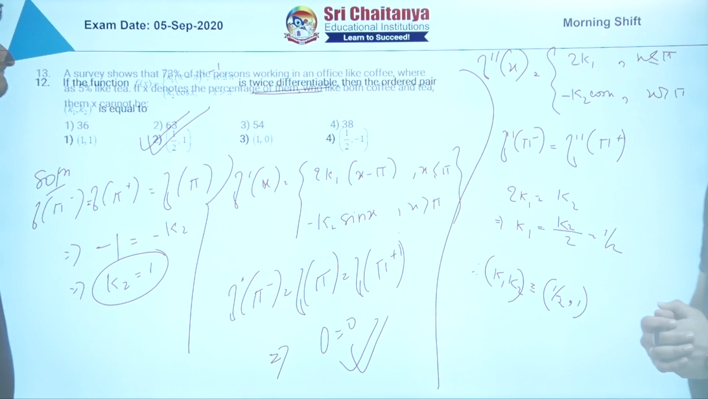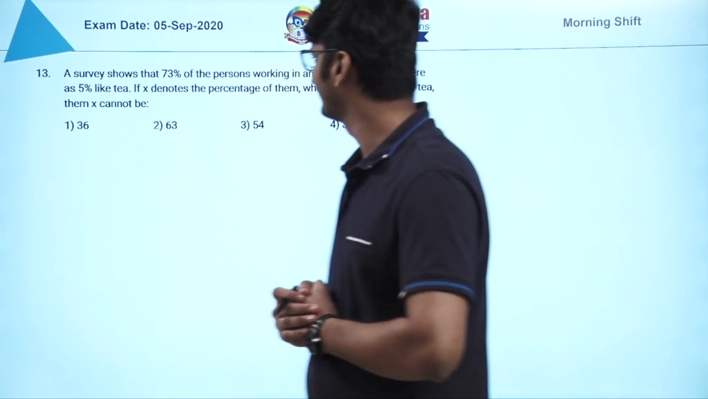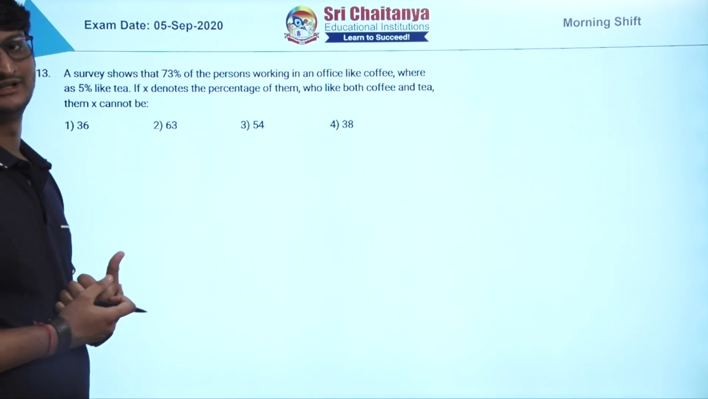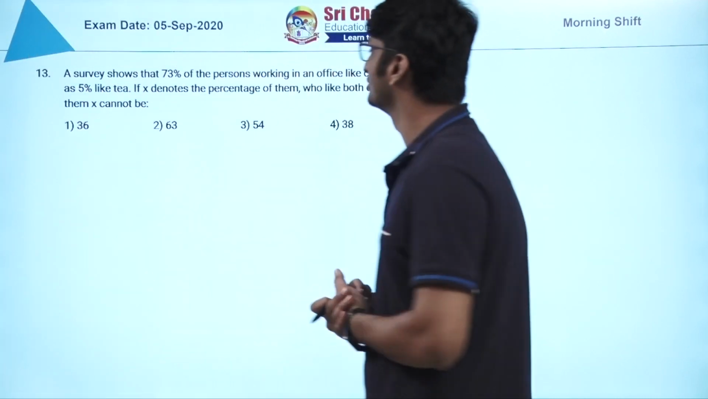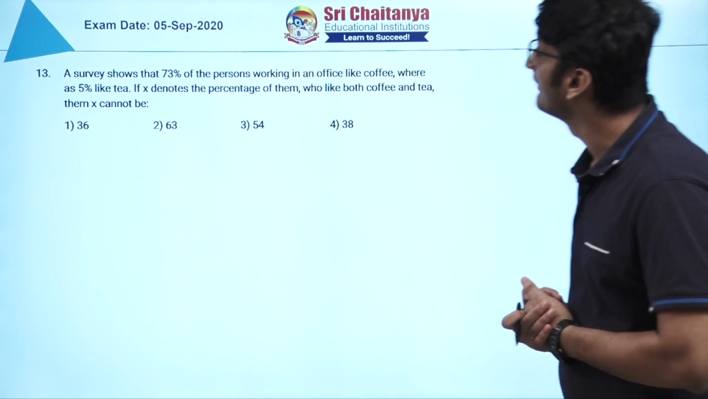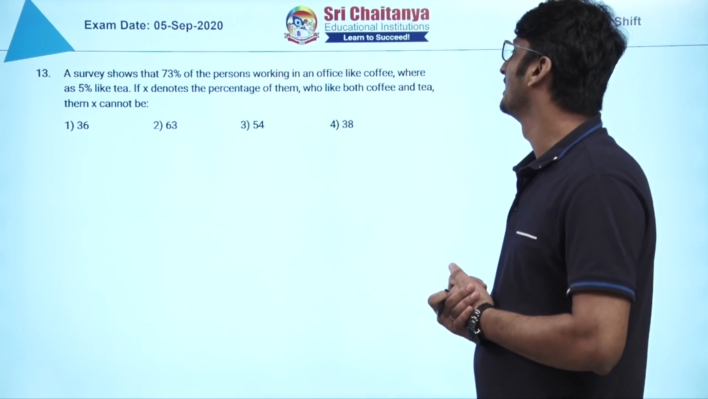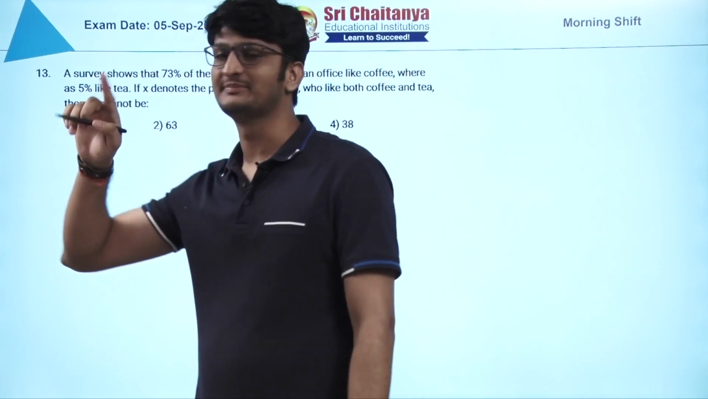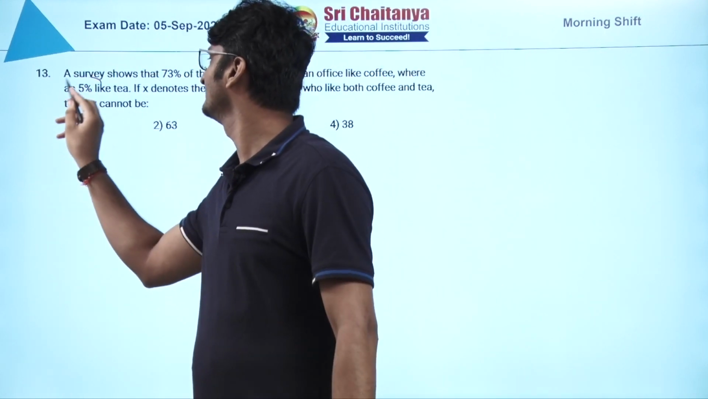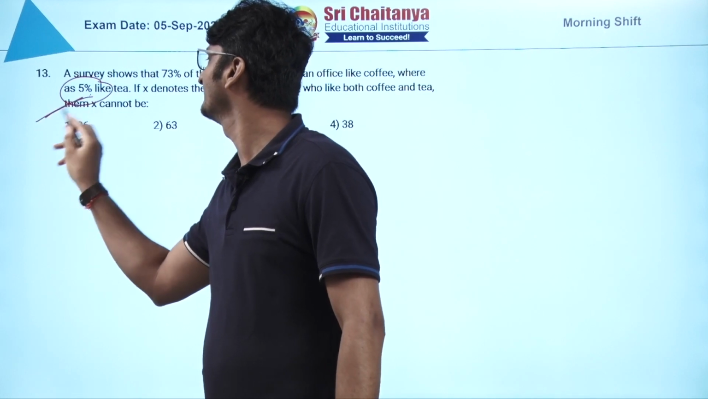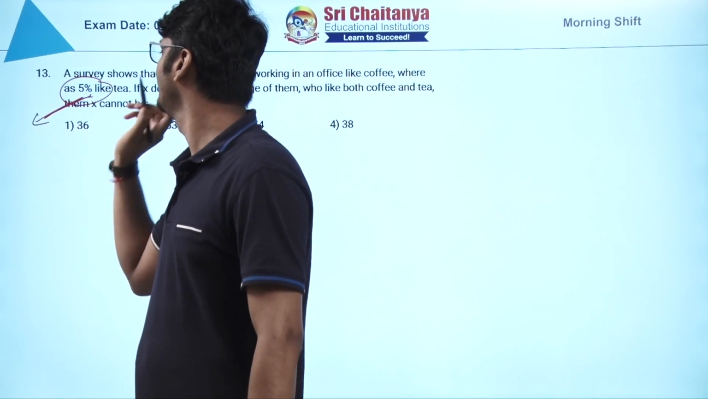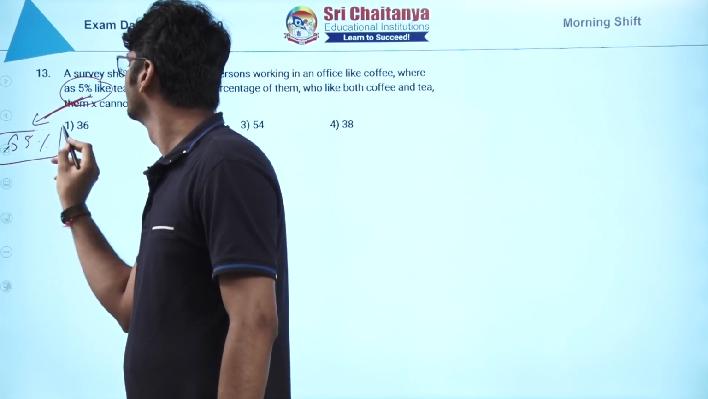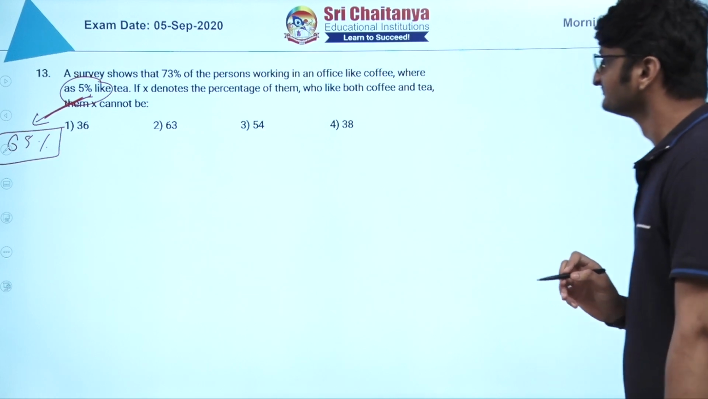Check it out. Question number 13. A survey shows... from which chapter is it? It is from sets and relations, the easiest of the questions. A survey shows 73% of the persons working in an office like coffee, whereas here there is again a printing mistake. You can compare with the original question paper, it is in PDF. That is why it is 65%. This is the rectification.